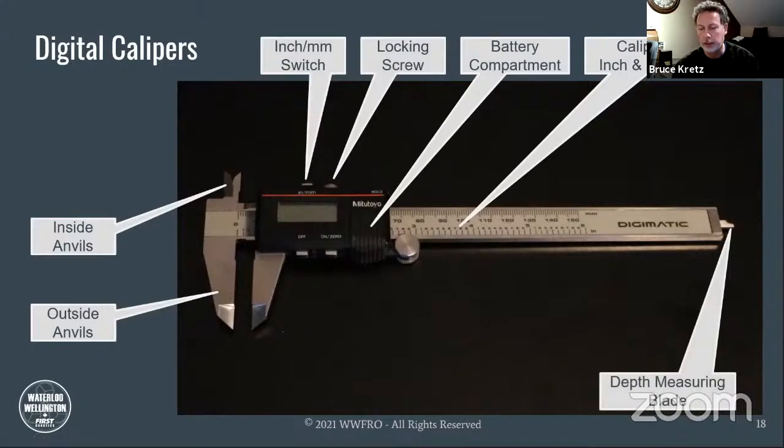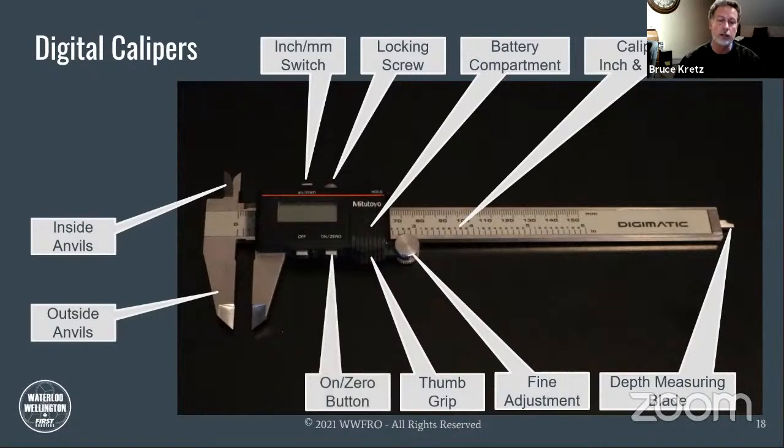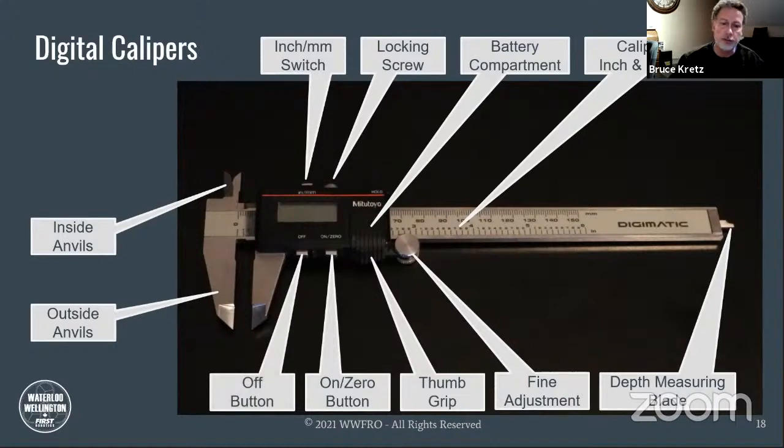The depth measuring blade, we'll talk about that in a moment. A fine adjustment knob, which allows you to put your thumb on that and slide back and forth very accurately. The thumb grip, if you want to just grab the body or grab the slide and move it in large motion. The on and zero button, and the off button, which on my particular calipers is very important because my calipers do not shut off automatically. You can lose a battery very quickly if you forget to turn it off. Most of the newer calipers, however, do have an auto shut-off feature.